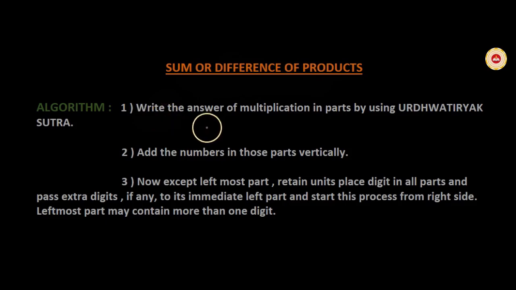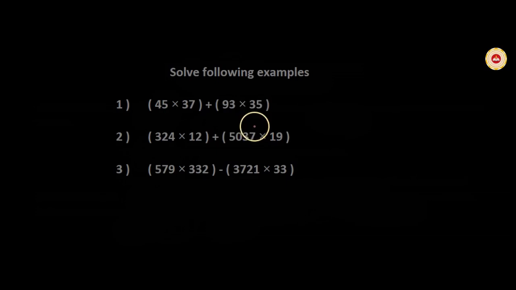First step is write the answer of multiplication in parts by using Urdhva Tiryaka Sutra. Second step is add the numbers in those parts vertically. And third step is now accept leftmost part, retain units place digit in all parts and pass extra digits, if any, to its immediate left part and start this process from right side. Leftmost part may contain more than one digit. So friends, let us solve these three examples.